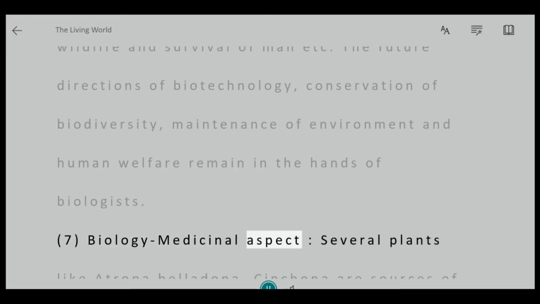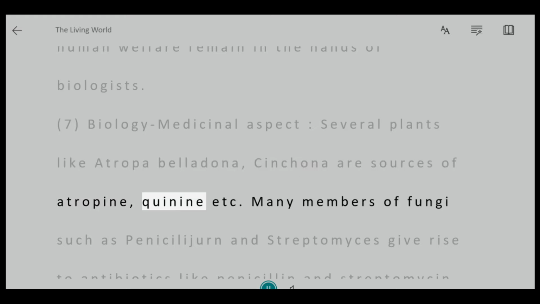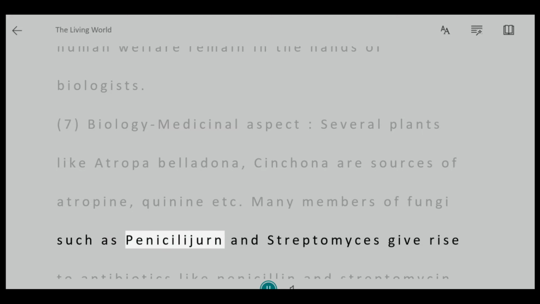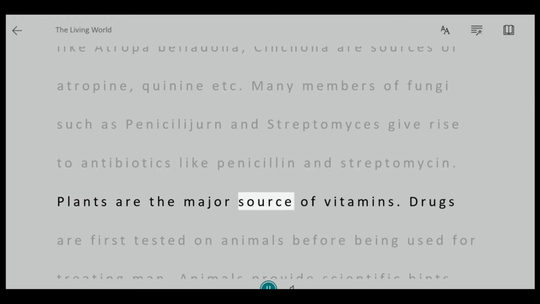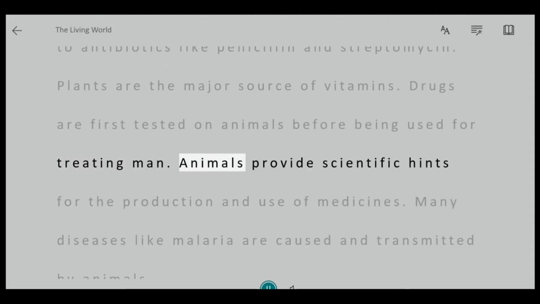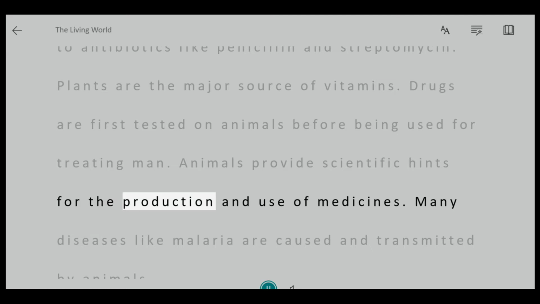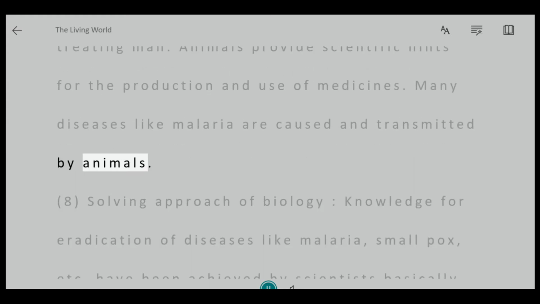7. Biology, medicinal aspect. Several plants like Atropa belladonna and cinchona are sources of atropine, quinine, etc. Many members of fungi such as Penicillium and Streptomyces give rise to antibiotics like penicillin and streptomycin. Plants are the major source of vitamins. Drugs are first tested on animals before being used for treating man. Animals provide scientific hints for the production and use of medicines. Many diseases like malaria are caused and transmitted by animals.